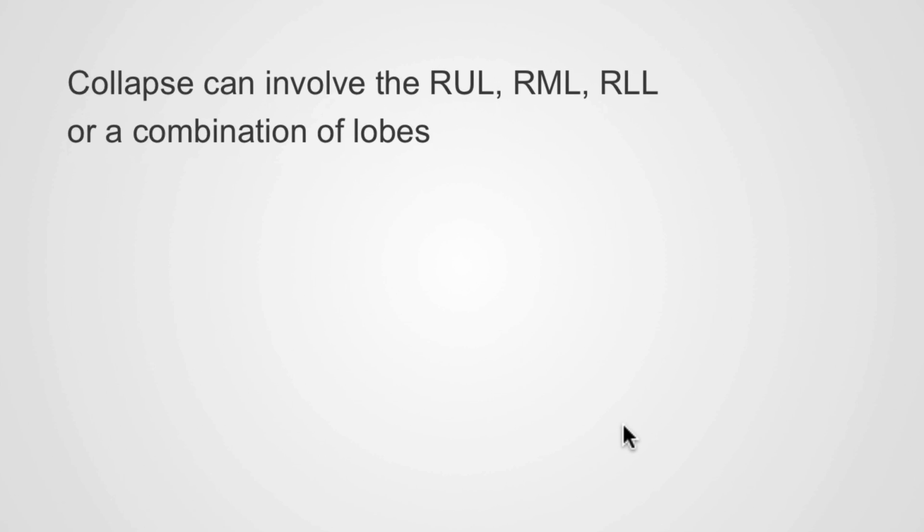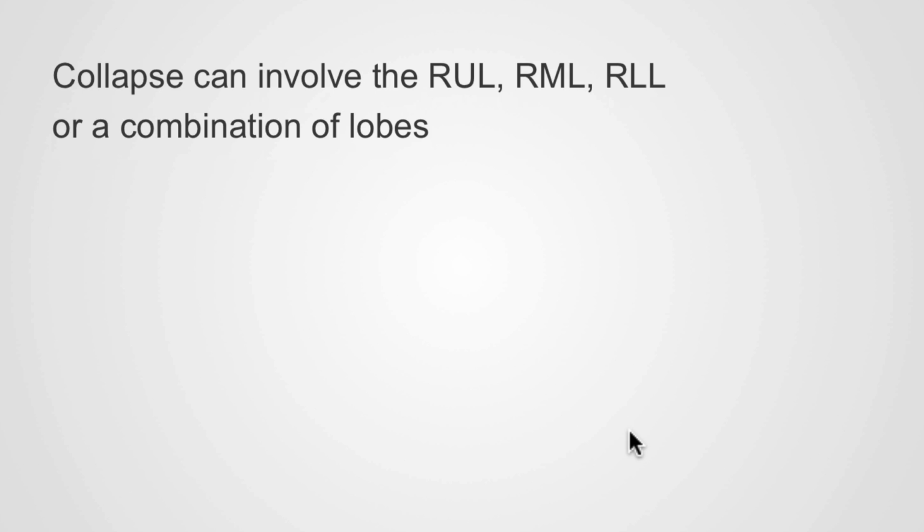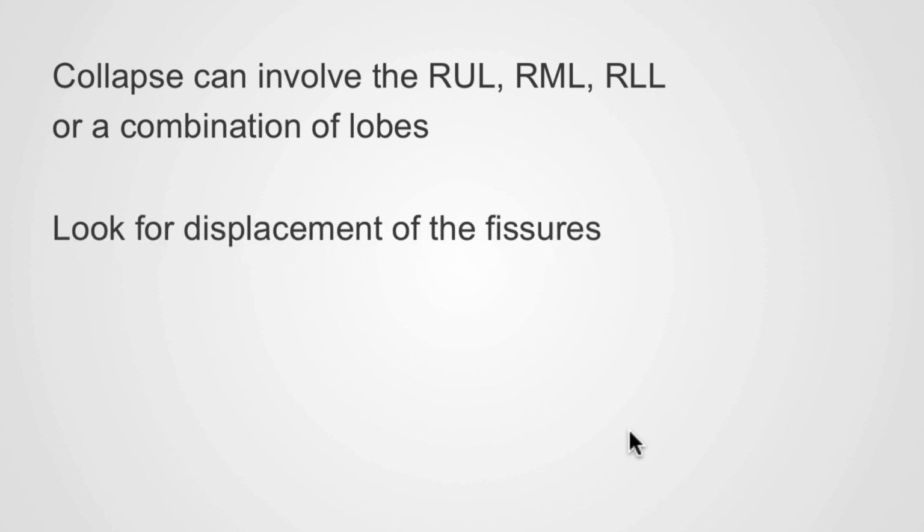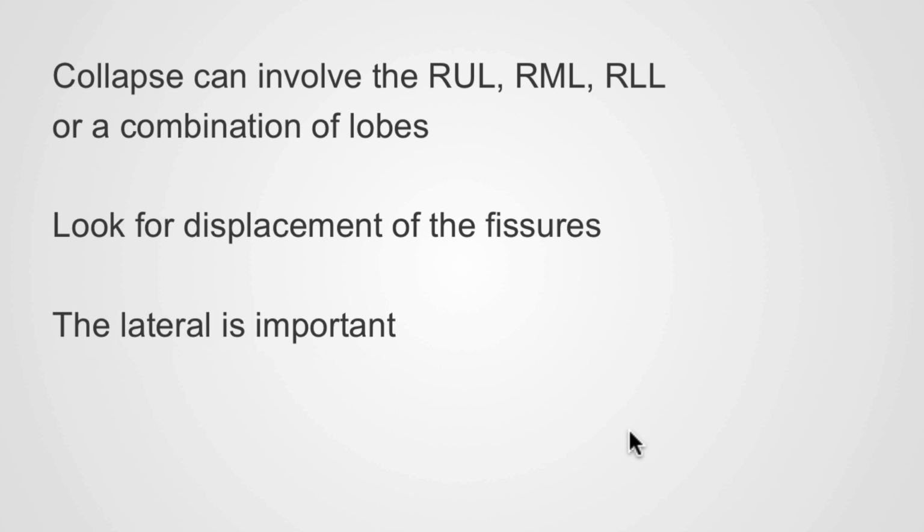So in summary, collapse within the right lung can involve the right upper lobe, the right middle lobe, or the right lower lobe, or a combination of lobes. Look for displacement of the fissures. The lateral is very important, as we outlined with right middle lobe collapse, which was almost completely invisible on the PA view.